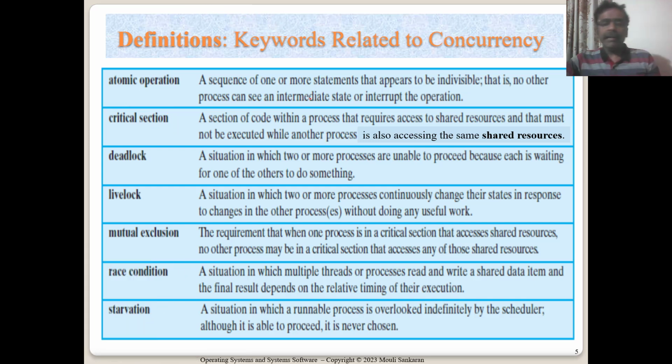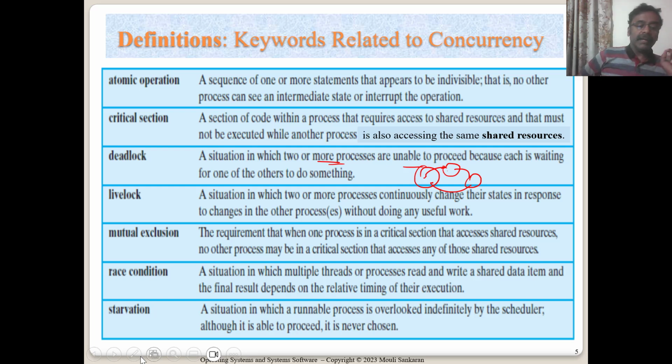Deadlock is a condition wherein no process can proceed further. They are waiting for some other event which is also waiting, blocked because of the same process which is being blocked. A situation in which two or more processes are unable to proceed because each is waiting for one of the others to do something. This process is waiting for this to complete, this process is waiting for this to complete, and this is again waiting for that. So all of them are stopped, nobody can proceed further. So that's a situation where deadlock happens.